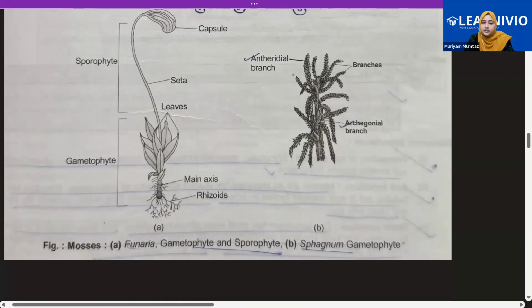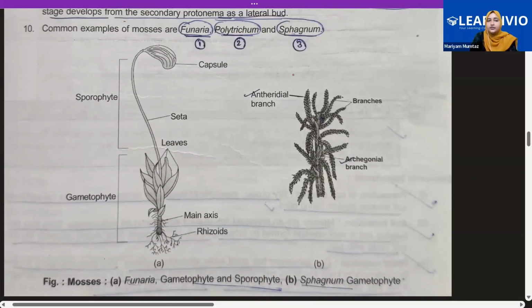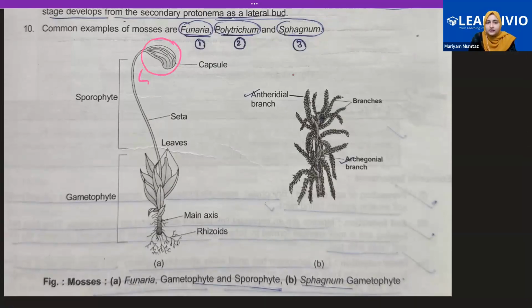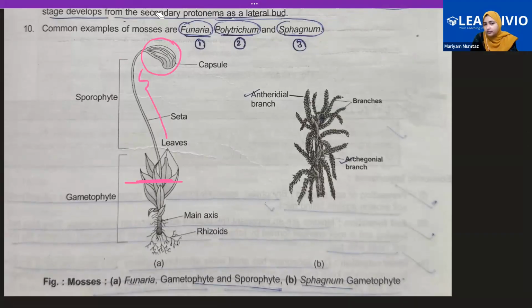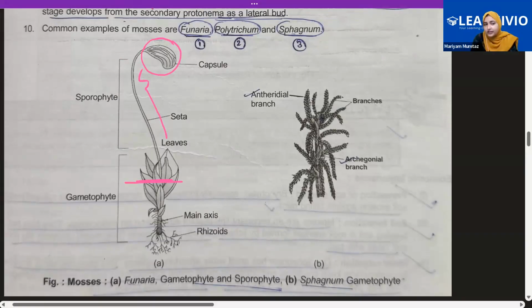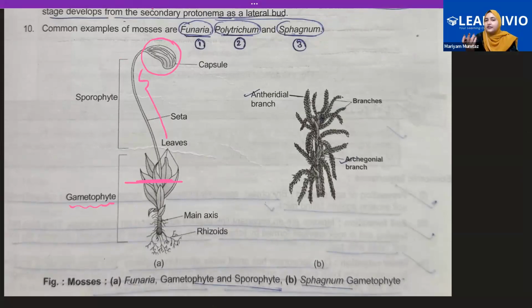Yeah, ma'am. See this thing, the foot, seta, and capsule. This structure is the capsule. The stalk-like structure is called the seta, and the foot part is obviously down here. So foot, seta, and capsule. Half of the body is the sporophytic body that has three components, and the rest is the gametophytic body that has further antheridia, archegonia and so on.